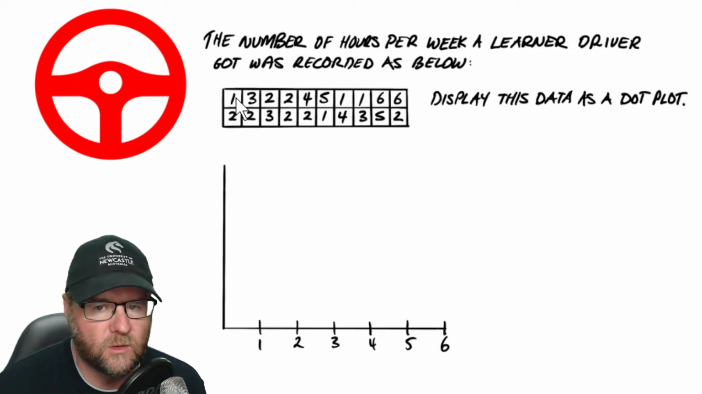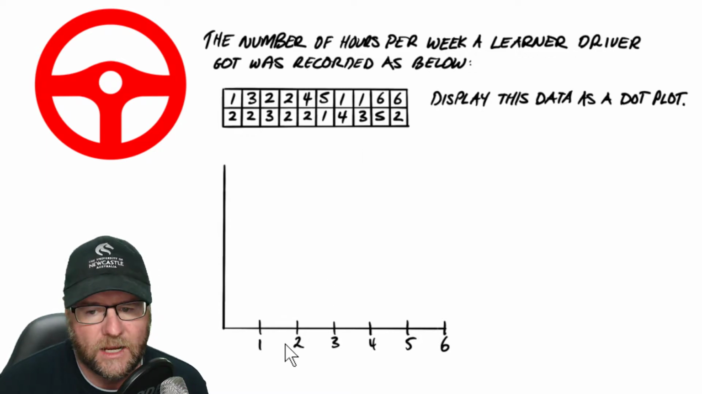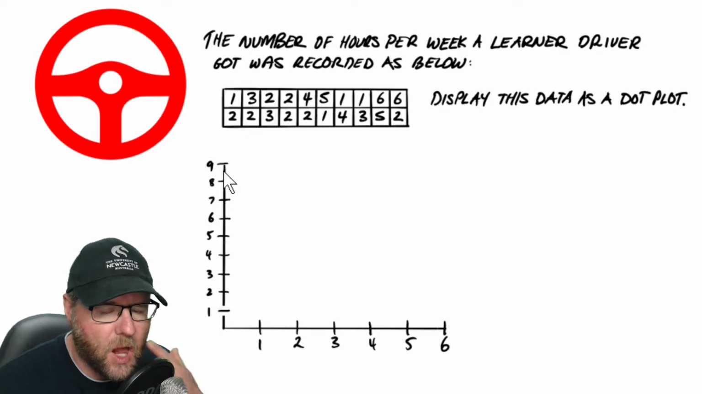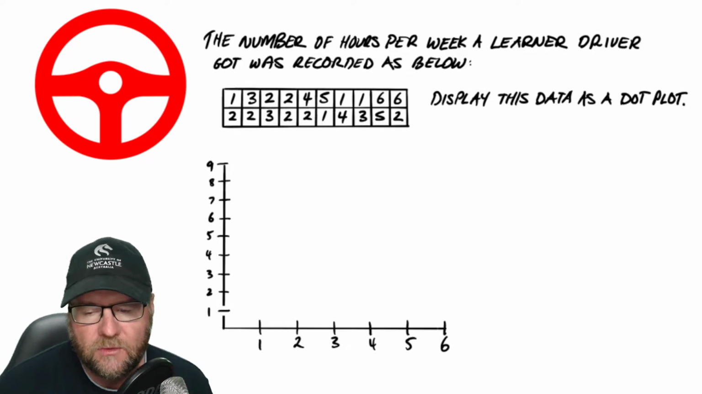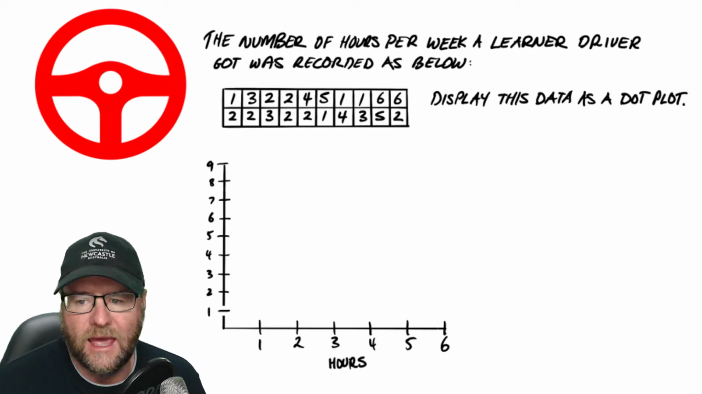So my lowest score in his data is 1. The highest score is 6. In other words, 1 hour, 2 hours, 3 hours, etc. And up the left-hand column, I've just put some numbers to represent the frequency, or the number of times that score occurs. And I'm labeling the one across the bottom as my hours.